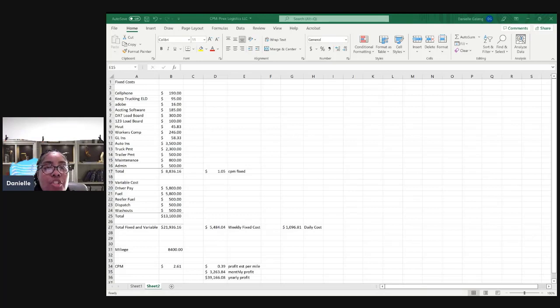You take your fixed cost, you add it up, and you divide it over your total mileage your truck will use. How do you know how many miles your truck will use? Here's a simple calculation to get 8,400 miles a month. This is how I got it.